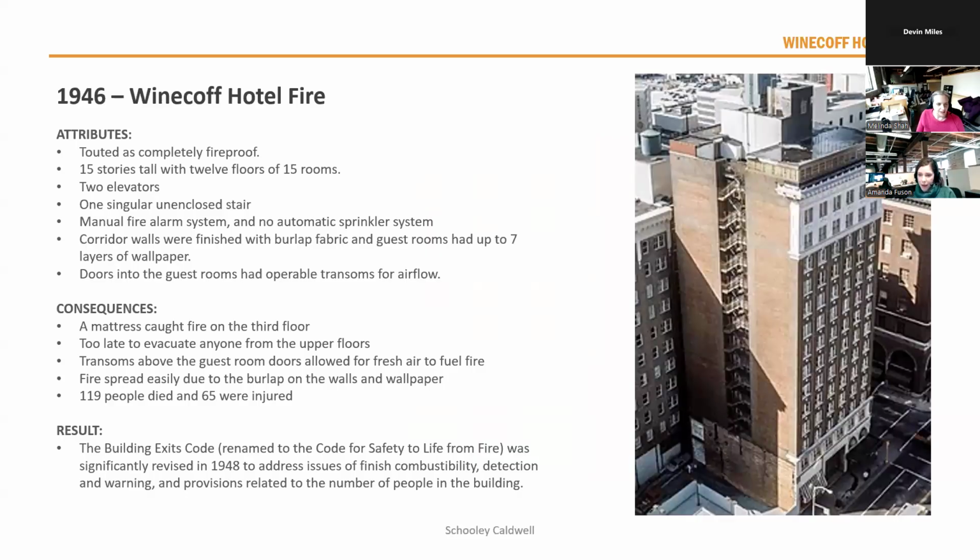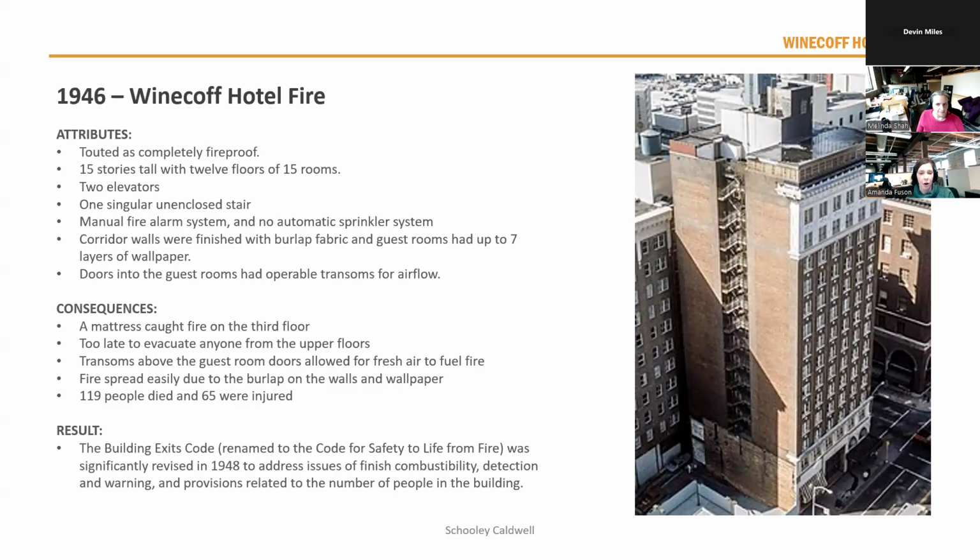So another one of our case study examples is the 1946 Wynkoff Hotel fire, which happened in 1946. This building was touted as being completely fireproof. It was 15 stories tall, had 2 elevators. However, it only had one unenclosed stair. And we touched briefly on the ramifications of unenclosed stairs connecting multiple floors. They're essentially chimneys and do nothing to protect people during evacuation, no matter how otherwise fireproof your building is.